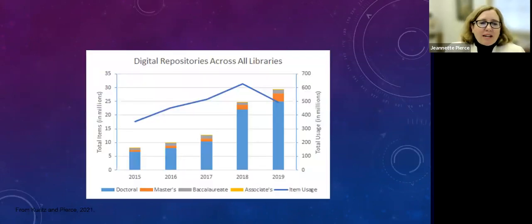So this is just a table showing items in digital repositories across all libraries by Carnegie classification groups of doctoral, master's, baccalaureate, and associates. And you can see, particularly for doctoral institutions, a real growth in the amount of materials being made available through institutional repositories, also some growth in the master's institutions over time. And so that's a nice sort of trend data to be able to track as a profession.